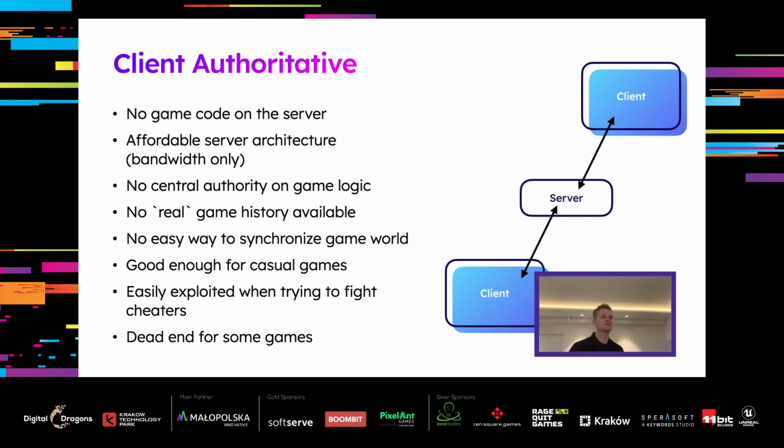But with this architecture, when your game started as casual and its players want to play it competitively, there's basically no way to prevent cheaters, to fight cheaters. There's only so much you can do with client authoritative. And of course we can do better. Let's go to the third possible implementation.